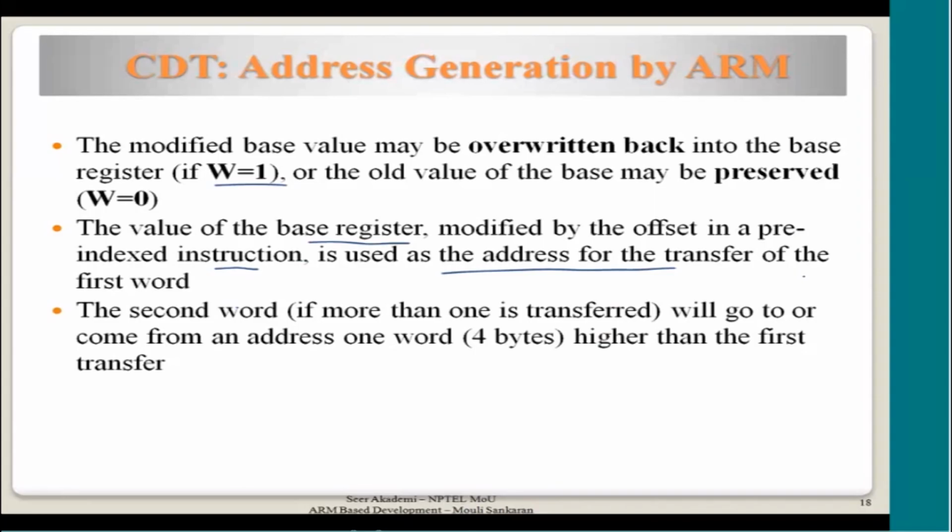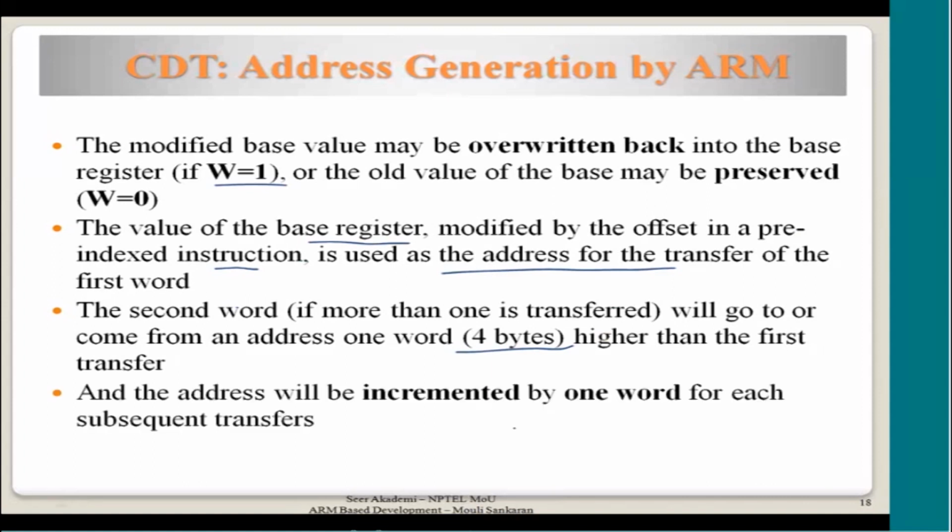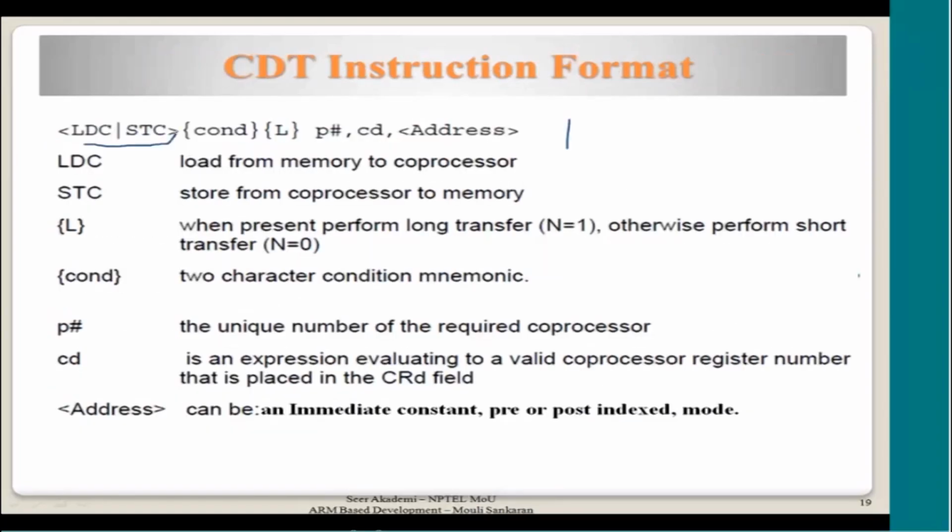Afterwards it will be incremented. So the second word will be incremented by 4 bytes because it is always a word transfer, and the address will be incremented by 1 word for each subsequent transfer. I always told you that sequential addresses will be incremented, because that's how memory is organized. So this is a general pattern. Okay, it is nothing specific. It is again application specific.